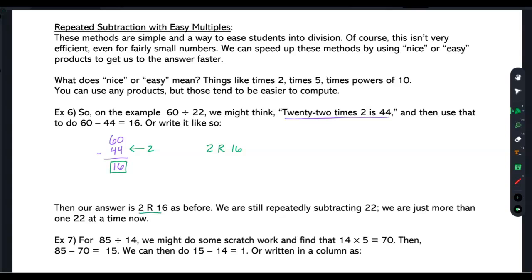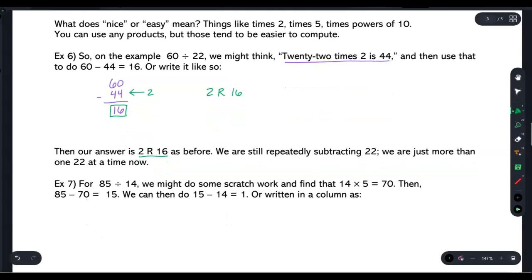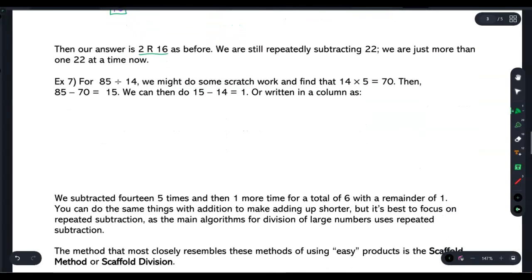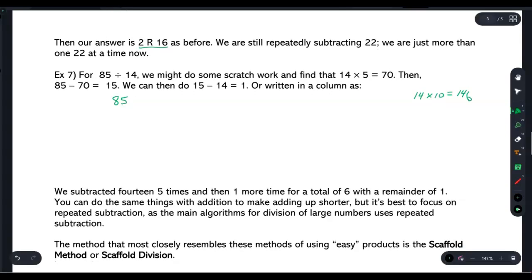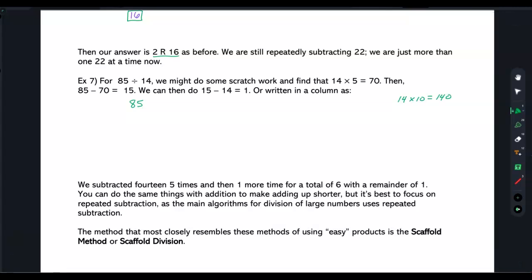So let's look at this with that more tedious one, right? We were doing 85 divided by 14. And so we started with 85 and we were subtracting 14 repeatedly. But what we could maybe do is some scratch work or just some easy multiples. So I know, for example, that 14 times 10 is an easy multiplication, because multiplying by 10, I just attach that 0. So 14 times 10 is really 140. And so I could use that to find other simple things.